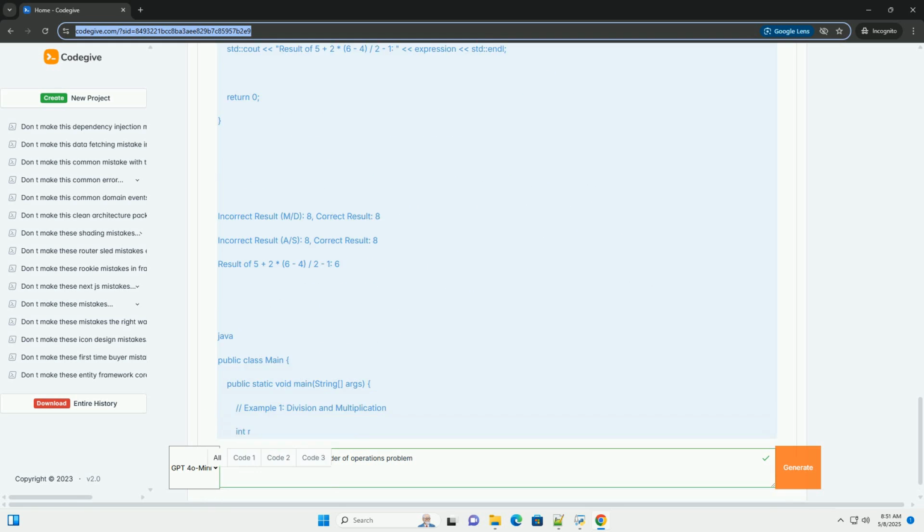Conclusion. Mastering the order of operations is fundamental to writing correct and reliable code. By understanding PEMDAS/BODMAS, paying close attention to the equal precedence of multiplication/division and addition/subtraction, utilizing parentheses for clarity, and breaking down complex expressions, you can avoid this common programming pitfall and ensure your code produces the intended results. Remember to test your code thoroughly and consider using code linters to help catch potential errors. Always prioritize clarity and readability, even if it means adding extra parentheses, to make your code easier to understand and maintain.